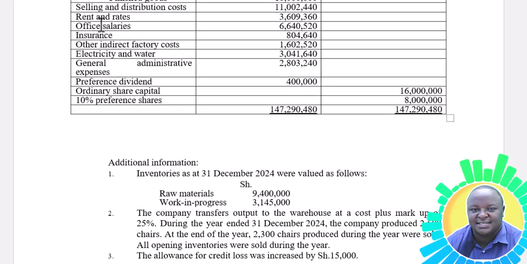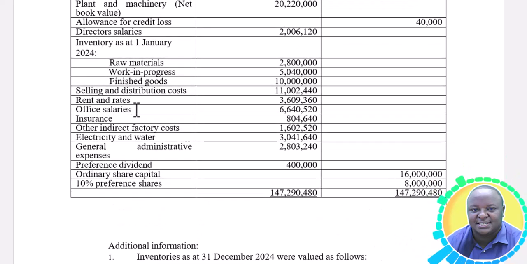We are being told rent and rates. I wish I had this paper physically, so I would not have to go up and down. I'm just using the paper as a soft copy. The rent and rates here we are being told is 3,609,360. So let me just have that down.